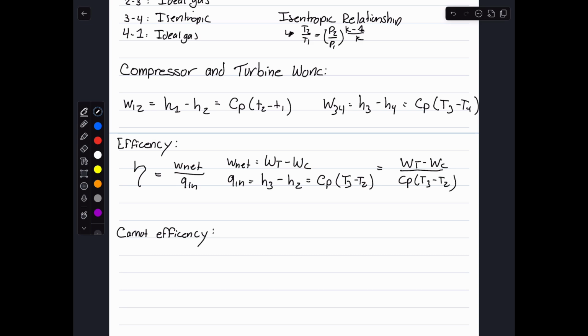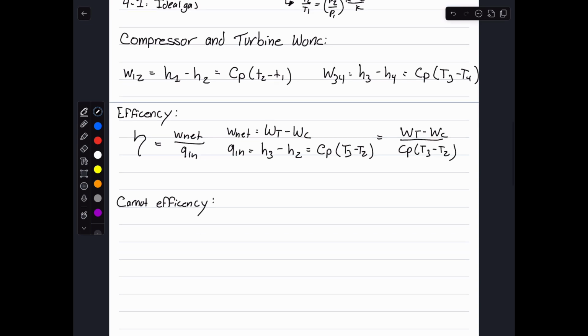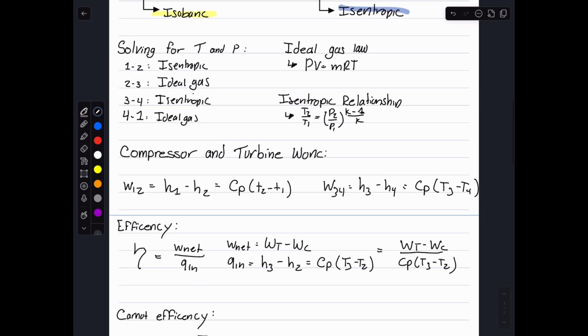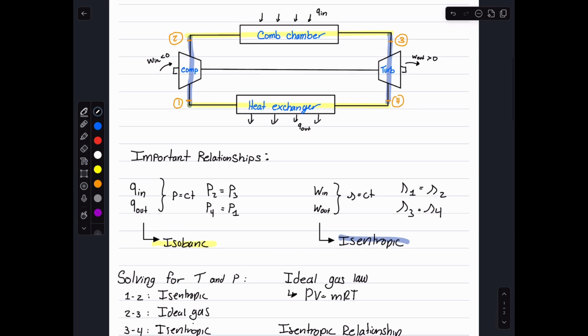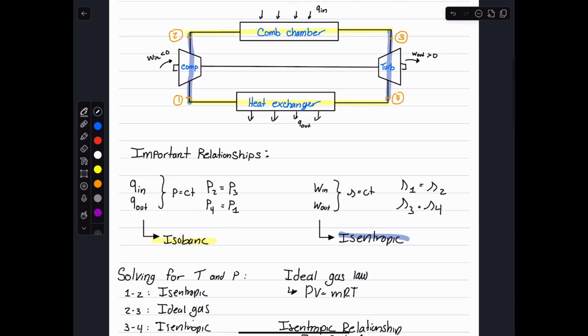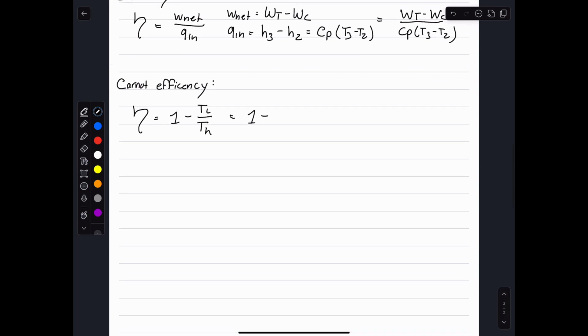Lastly, for Carnot efficiency, we know that it is 1 minus T low over T high. And in this case, we know that T low will always be right after the heat exchanger at point 1, and T high will be right after the combustion chamber at point 3. So it'll be 1 minus T1 over T3. And that is how you solve for Carnot efficiency.